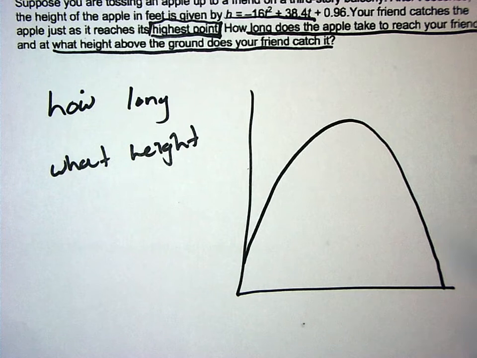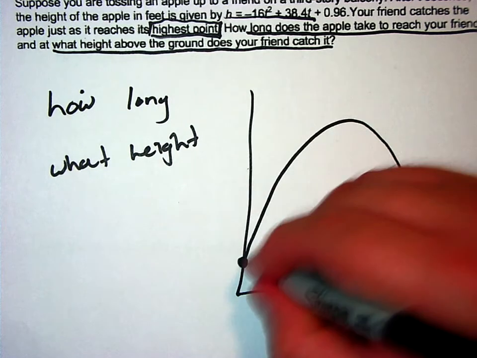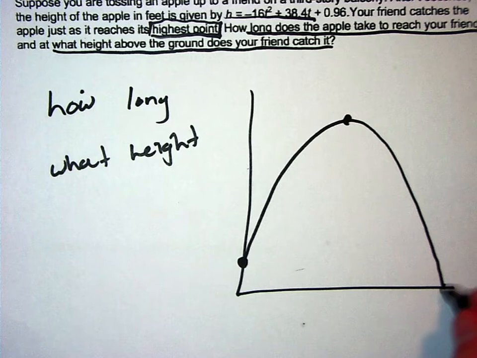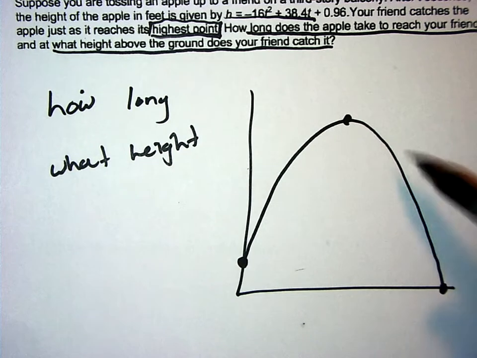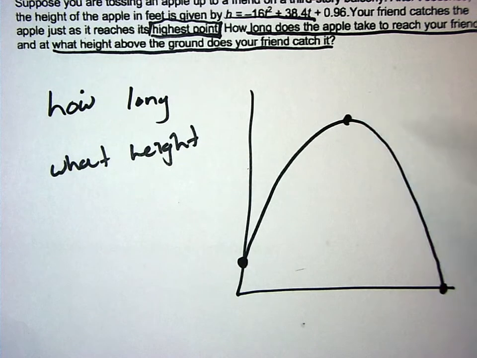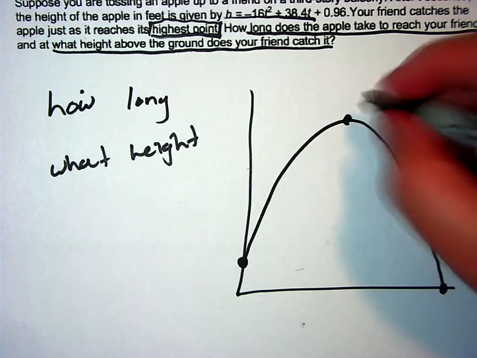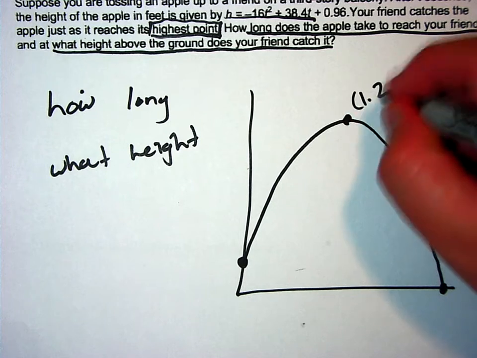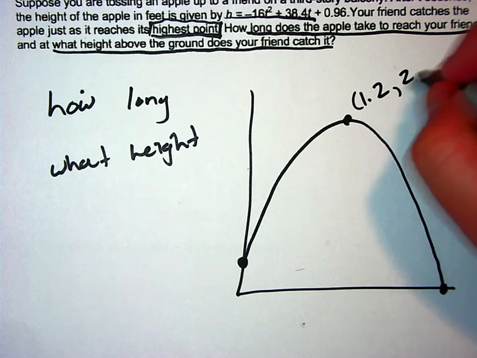Okay, and this is just the first quadrant, okay? Just the part that matters: the starting point, the highest point, the other x-intercept, where this apple would hit the ground if it wasn't caught up here. All right, and it tells us this point here is 1.2, comma, 24.